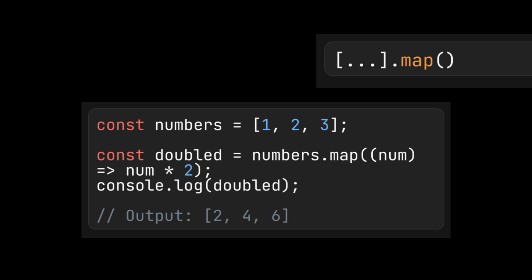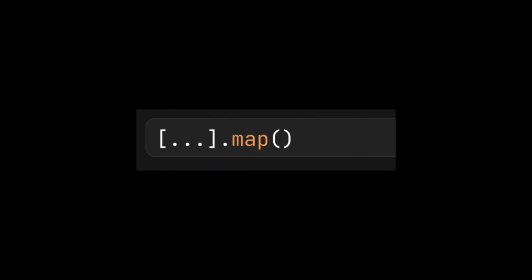Because it returns a new array, map is particularly useful when you want to create a modified version of the original array without altering the original data. This makes map a key tool for functional programming practices.